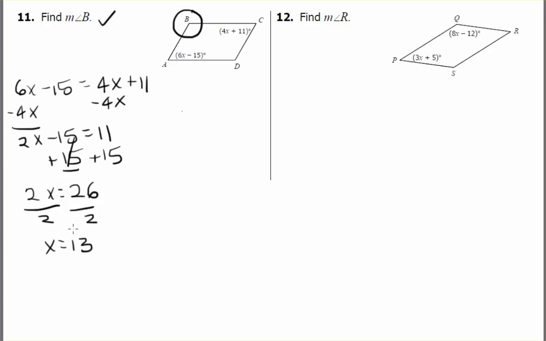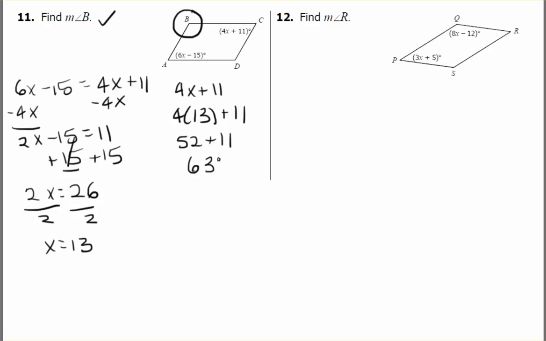But what we can do is still plug x into one of these numbers. So I'm going to plug x into angle C just because that's what I feel like doing. You could do angle A if you want, it doesn't really matter. So I'm going to say 4x plus 11 is angle C. So 4 times 13 plus 11. So you get 52 plus 11 will give you 63 degrees. So angle C is 63 degrees.